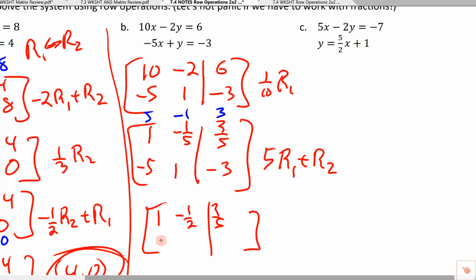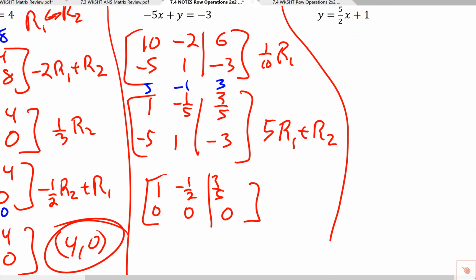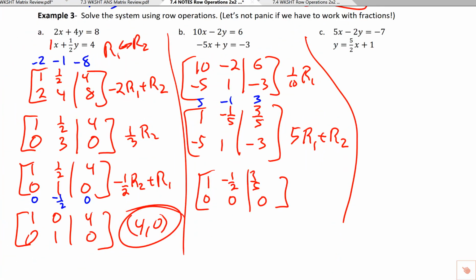5 and -5 make a 0. -1 and 1 make a 0. 3 and -3 make a 0. Do not say anything out loud. Who can raise their hand and tell us what that means? 0 equals 0. It does mean 0 equals 0. What does that mean?